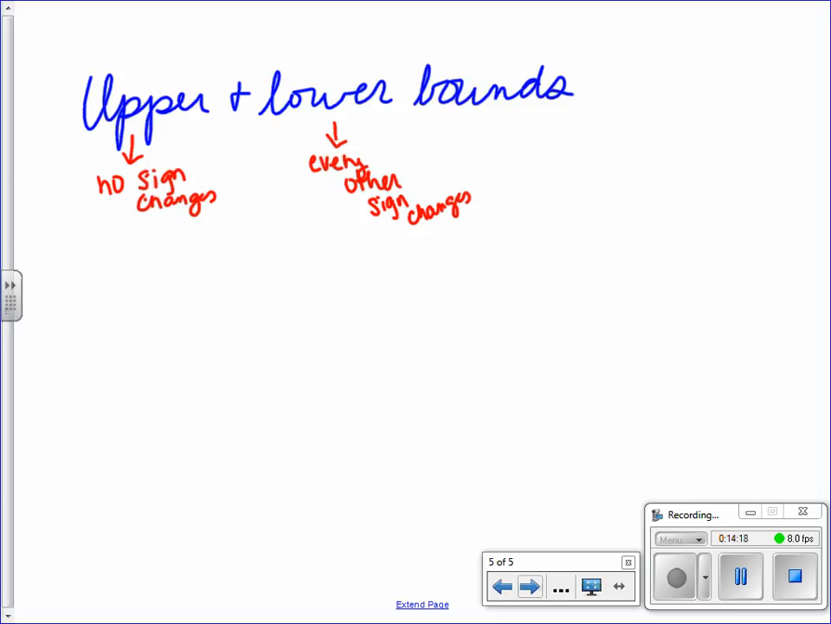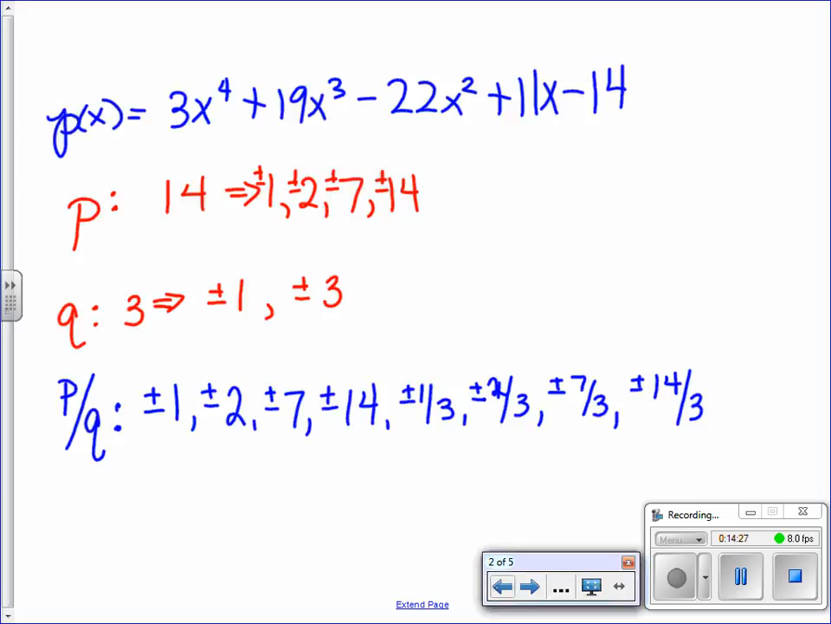So you might be thinking, how is that going to help me? That just seems to be adding work to it. Well, it actually does help. Let's think about this first list that we had. Let's say we're testing numbers, and we get that the upper bound is 2. Well, guess what? If 2 is our highest number, we know we don't have to test 7. We don't have to test 14. We don't have to test 7/3. We don't have to test 14/3. So we just knocked out 4 of them.